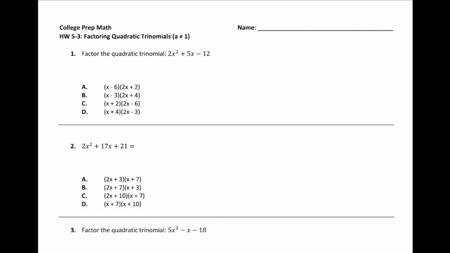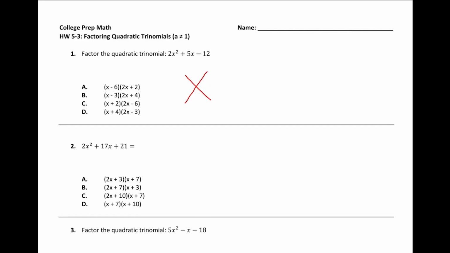So the way to handle these quadratic trinomials where the a value is not 1 is to use a combination of the big X that we used in the previous lesson and the area model. So let's start by using the big X. And when we start this big X, we're going to approach it just slightly differently than we did before.